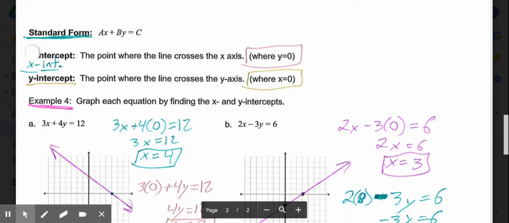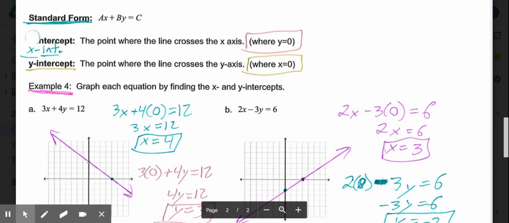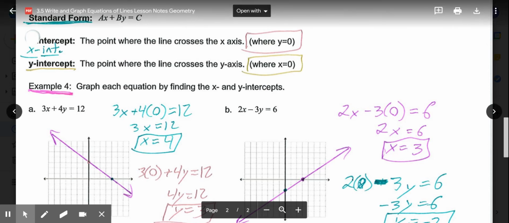And then we get into standard form. Now, quite honestly, I use slope-intercept form a lot more than standard form. But standard form can be very helpful just for doing quick graphs of lines. So that's what we're going to look at mainly here. So standard form is a times x plus b times y equals c. The x-intercept is the point where the line crosses the x-axis.